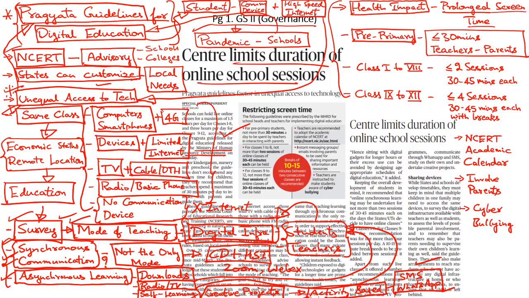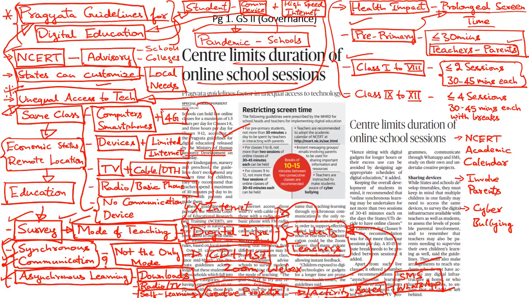So the intention is to reduce the screen time of pre-primary students and to promote parent-teacher interaction so that parents can promote self-learning at the home itself. Then for students between class 1 and class 8, the guidelines recommend not more than 2 sessions of online classes of 30 to 45 minutes each.